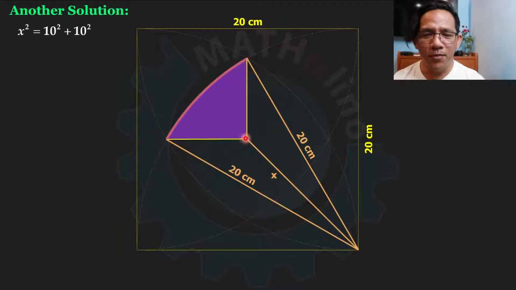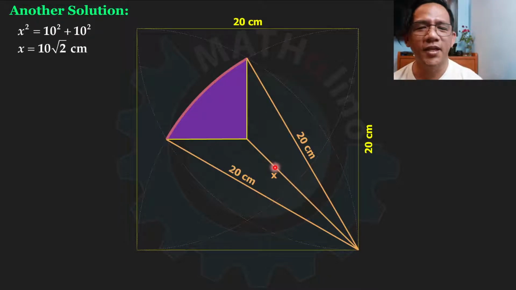By the Pythagorean theorem, this is actually at the center of the square, meaning this is 10, because this is at the center of the square. This is 10, and this is also 10. So by the Pythagorean theorem, x squared is equal to 10 squared plus 10 squared. Therefore, x is equal to 10 square root of 2 centimeters.